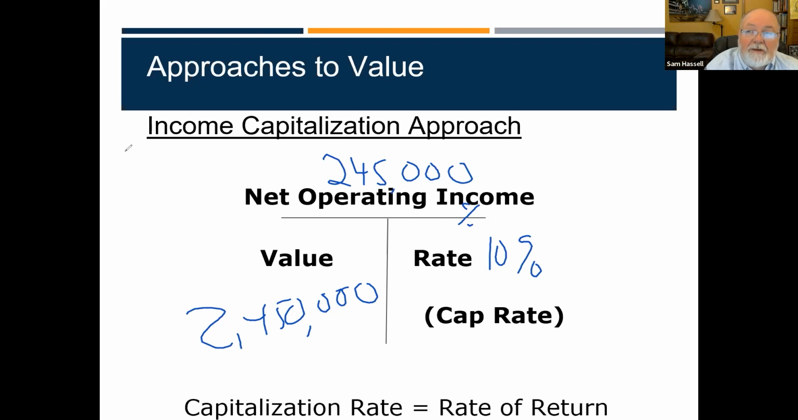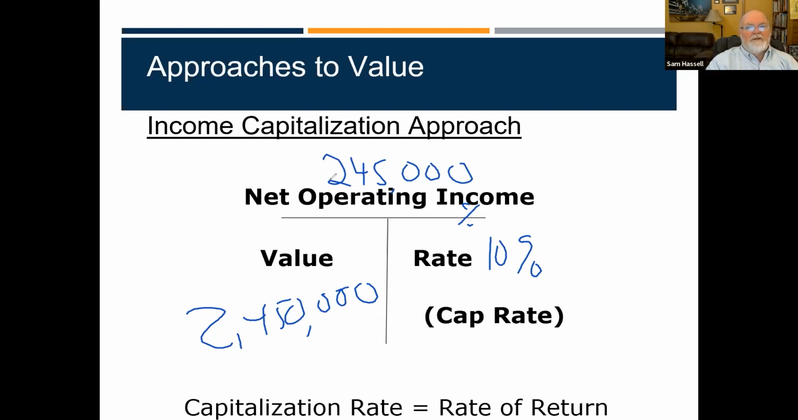So if I'm going to sell this building, I want to know that somebody at 10% is going to pay me $2,450,000. Somebody comes in and offers me $1 million, I'm going to say no, it's not enough based on what my operating income is. I'm going to need more. And that's how we would figure out the value of this building. And we can figure it all out by working our way around it.